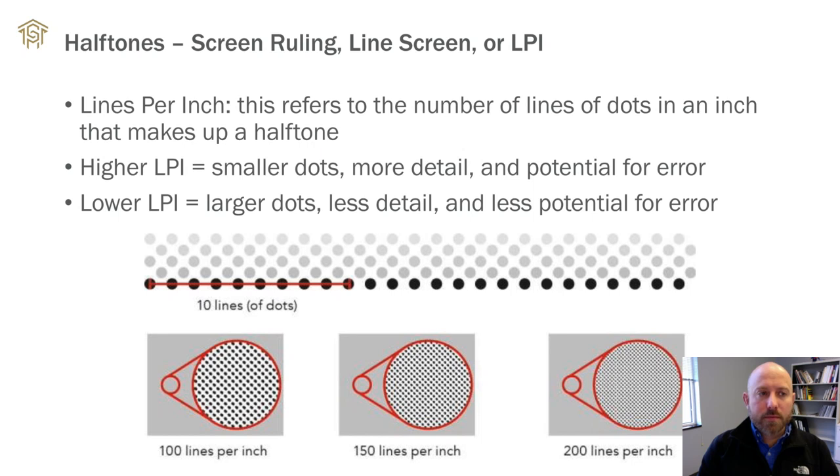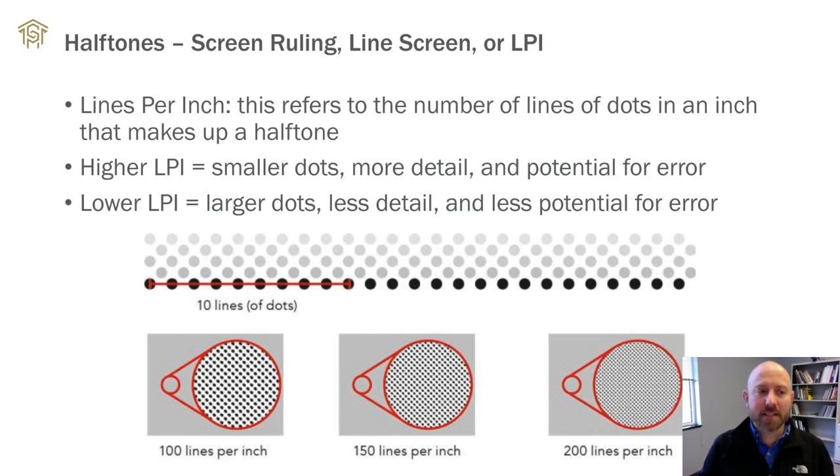Another thing to understand about halftones is what we call screen ruling, line screen, or LPI. This is one term that really frustrates me because it's not a standardized term. Even if you go from Photoshop to Illustrator, they don't even get the terms the exact same. Basically it's any combination of screen, rule, ruling, or line. If you get any combination of those words, this is what it's referring to.